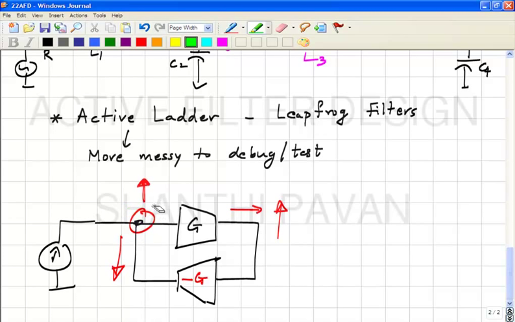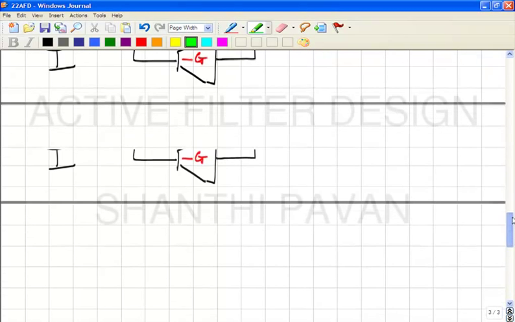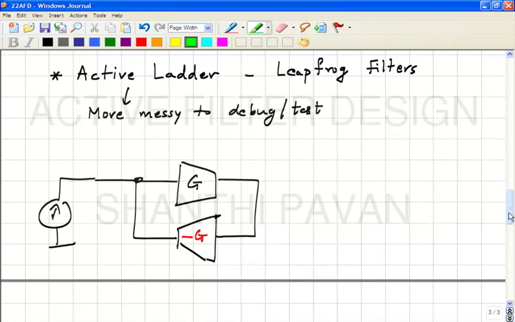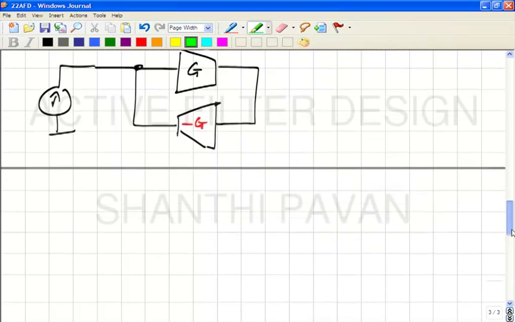Okay. So this is the one thing that you have to watch out for when you design these gyrator circuits, and that is that.